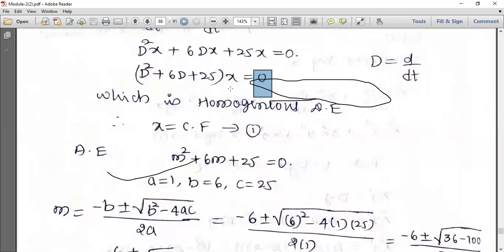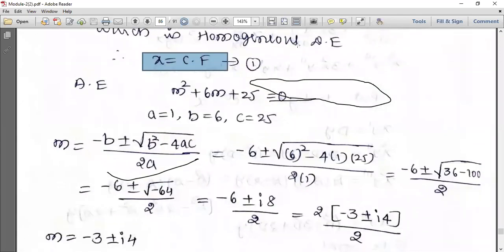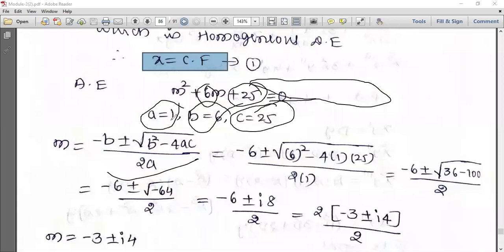Therefore, here we are solving for x, so x equals the complementary function. The auxiliary equation is m square plus 6m plus 25 equal to 0. The coefficient of m square is a, that is 1. The coefficient of m we treat as b, that is 6. The constant term c is equal to 25. So we are solving for m.